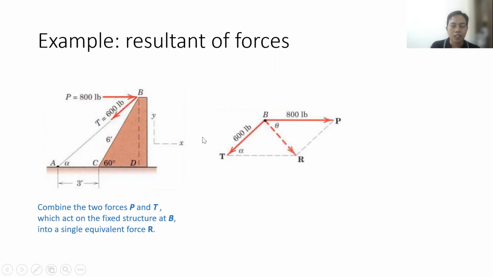Using the transmissibility principle, we can move or reposition the force P so that the tail is at the point of application. Okay, because T is already in the right position, we don't move or reposition the force T. Because we have both P and T applied at the same point of application here, now we can draw the resultant of forces using the parallelogram rule.